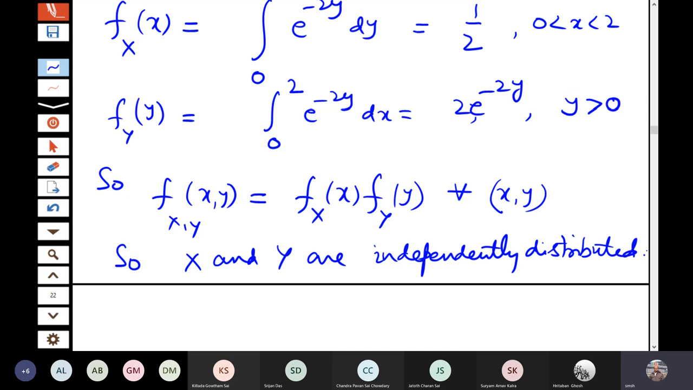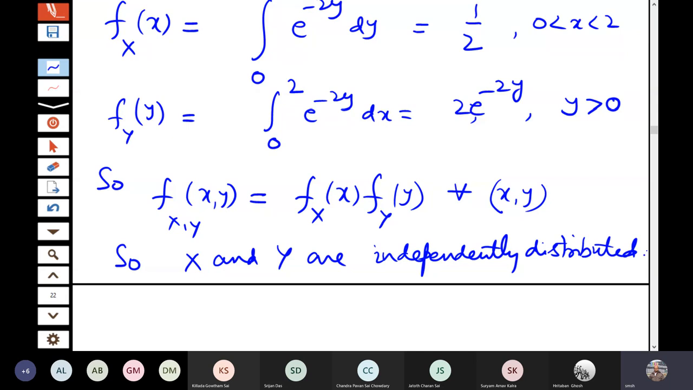Are these examples clear? Is this concept of independence of random variables clear? Yes, sir.